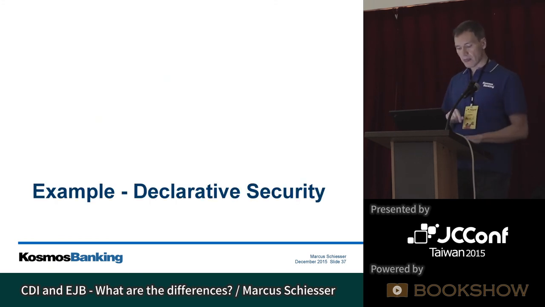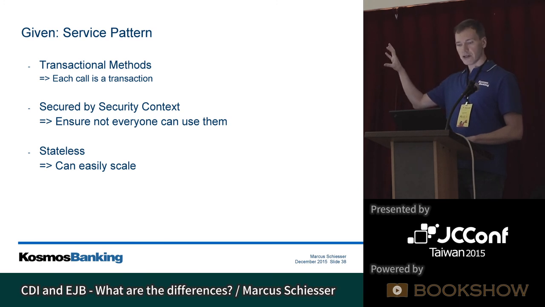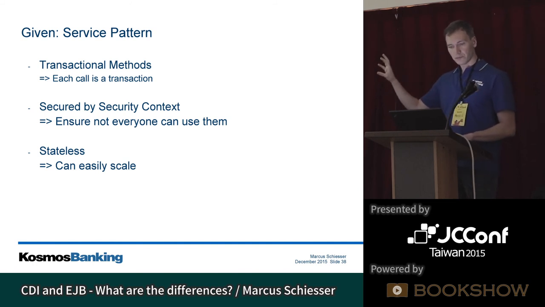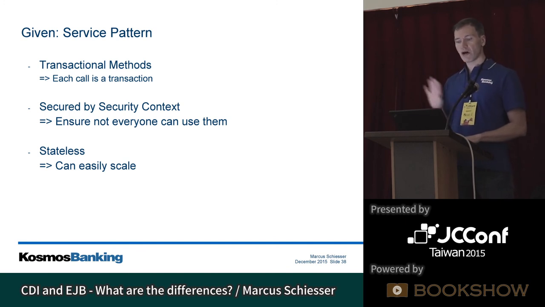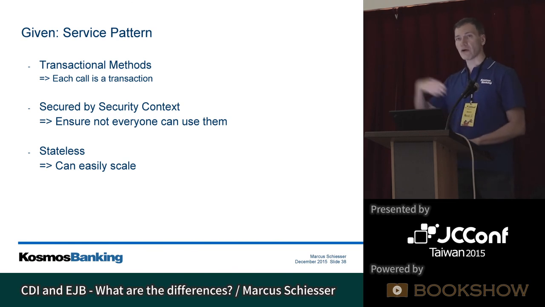Now we go to an example about so-called declarative security. Let's say we are given a service pattern, where we want transactional methods. We have a service class, we want transactional methods. So each method call is basically a transaction. And we want the calls secured by a security context to ensure that not everyone can do those calls, right? So only a logged in user, for example, or an admin that has a different type of role according to this Java authentication standard. And we want the service pattern to be stateless, so we can easily scale our services.